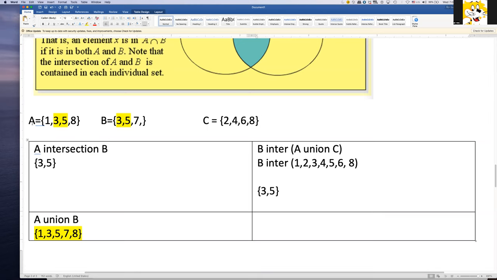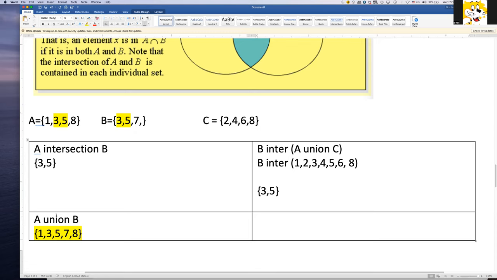In the A set, we have these values, and in the B set, we have these values. The first example is that intersection. Intersection means what's common to both, not put everything together. Only use what's common to both. So what's common to both A and B is 3 and 5. That's why I highlighted. In the next example, it was a union.